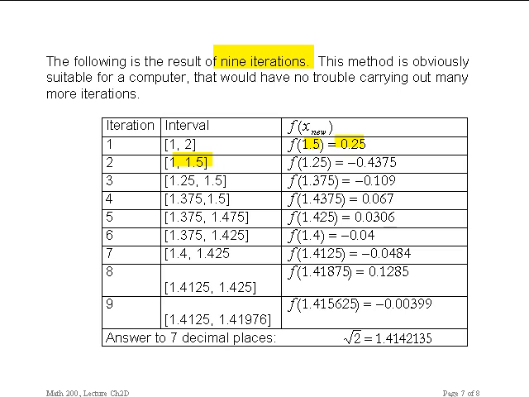I look in the middle of that interval, which would be at x of 1.25. I find that the value is negative. So I reassign the lower endpoint. Now I have a smaller interval, 1.25 to 1.5. I look in the middle of that interval, which would be the point 1.375, evaluate the function, find it's negative. So again, I reassign the lower endpoint. So I keep doing that. Here's what I end up with at 9 iterations.